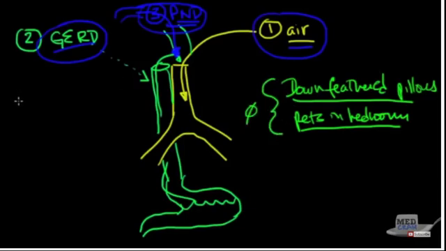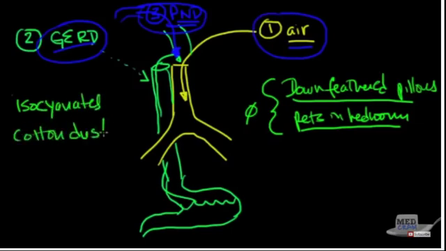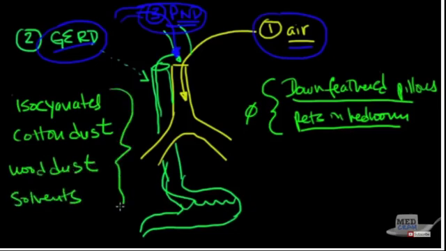There's also environmental things and things from work. For instance, from your occupation, there's something called isocyanates, or cotton dust, wood dust, solvents. All of these things can, by breathing them in, set off asthma exacerbations.